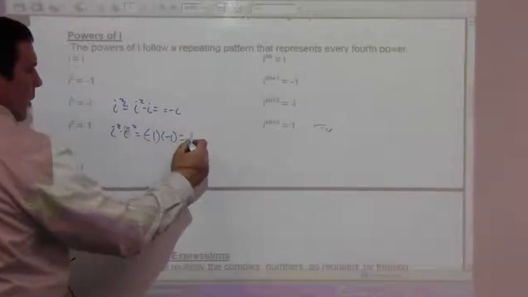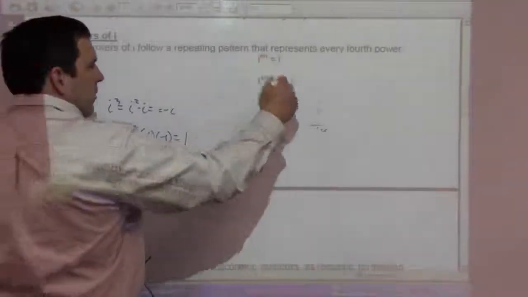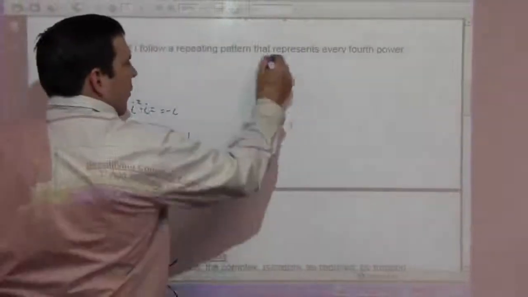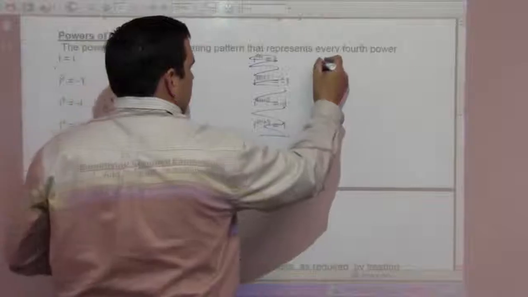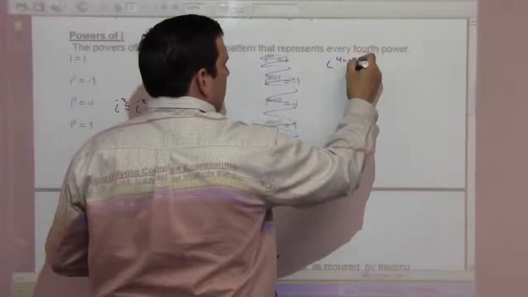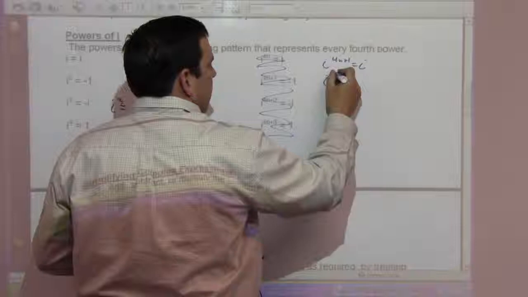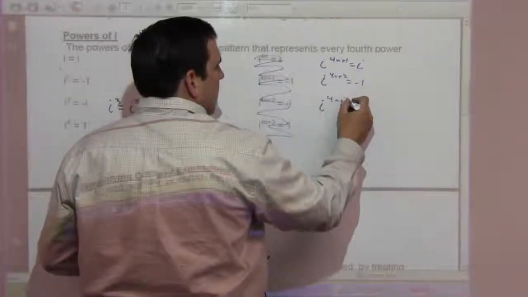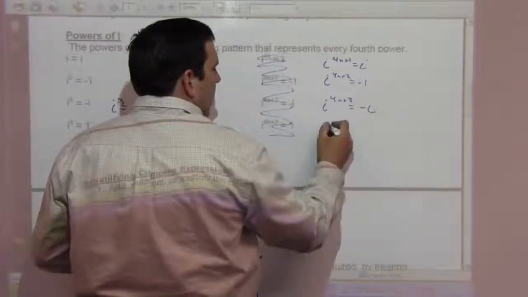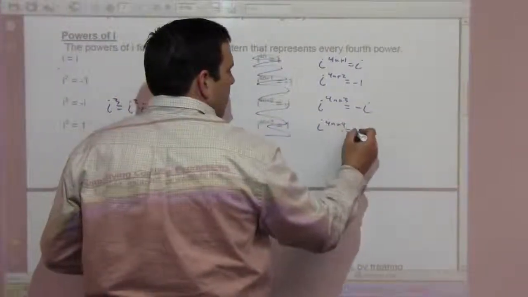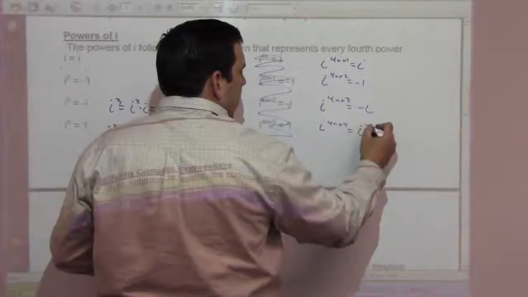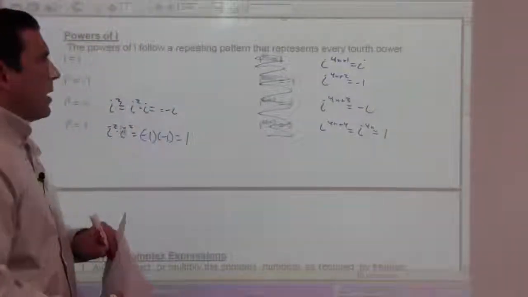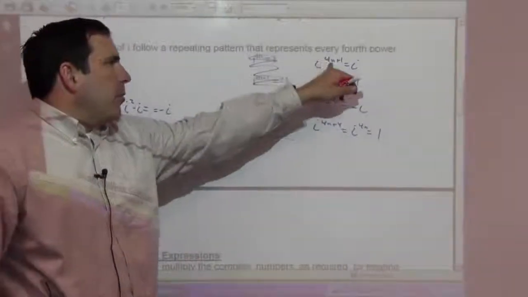That is 1. I made a mistake on this part, so let me just rewrite the whole thing. First, i to the 4n plus 1 is i. i to the 4n plus 2 is negative 1. i to the 4n plus 3 is negative i. And i to the 4n plus 4 is just going to be i to the 4n, which is going to be 1.